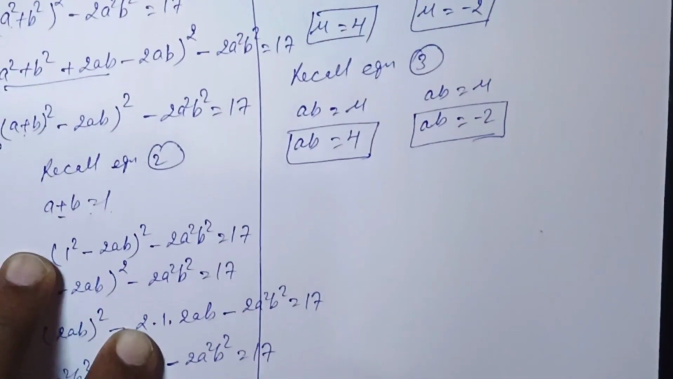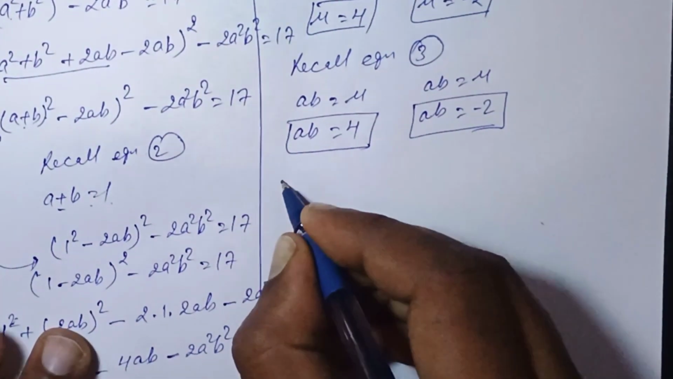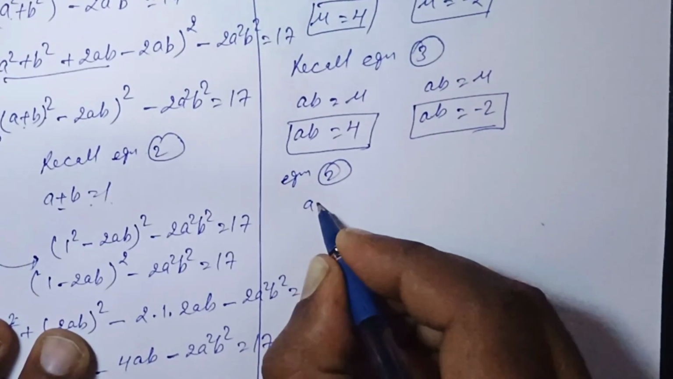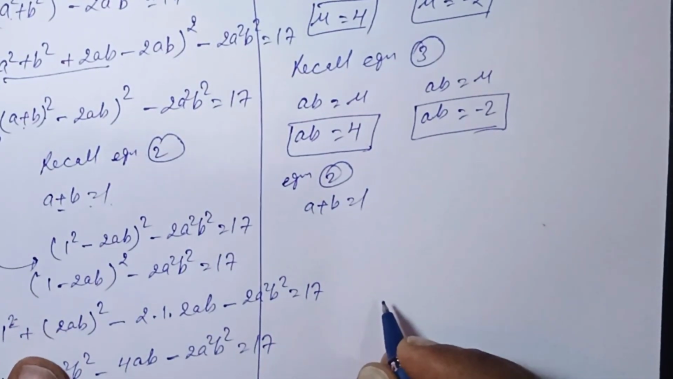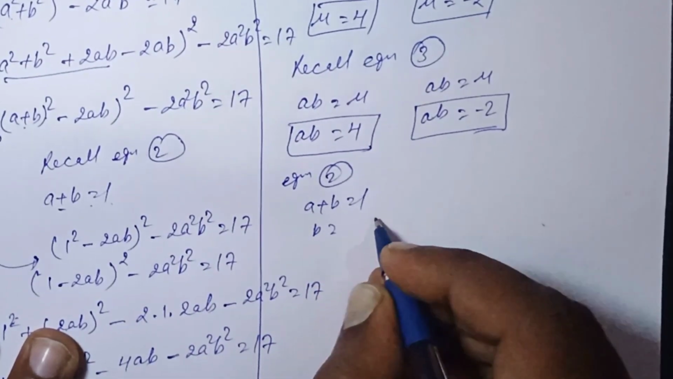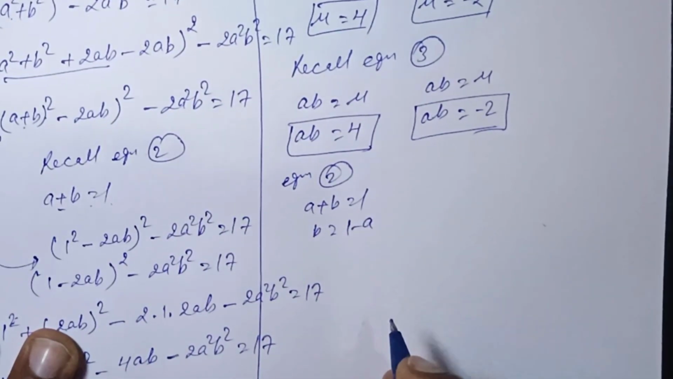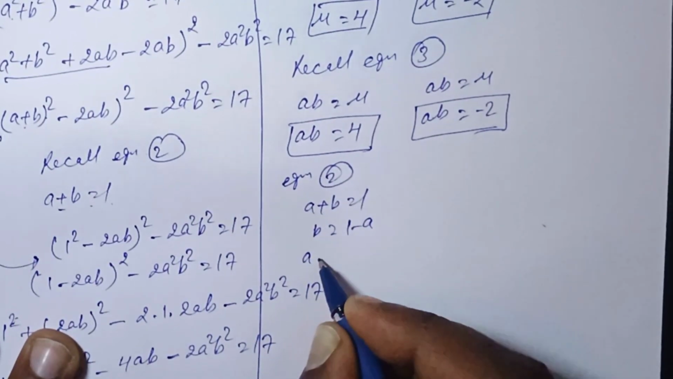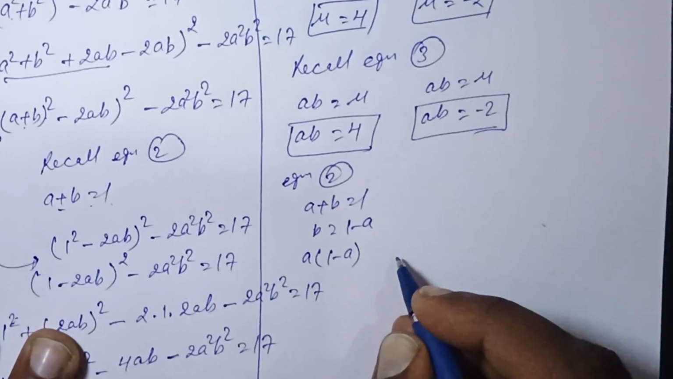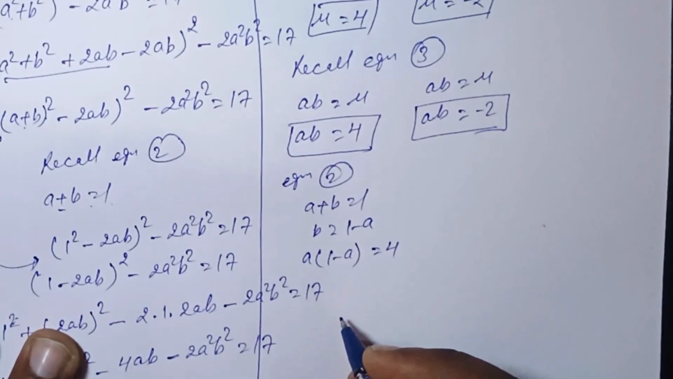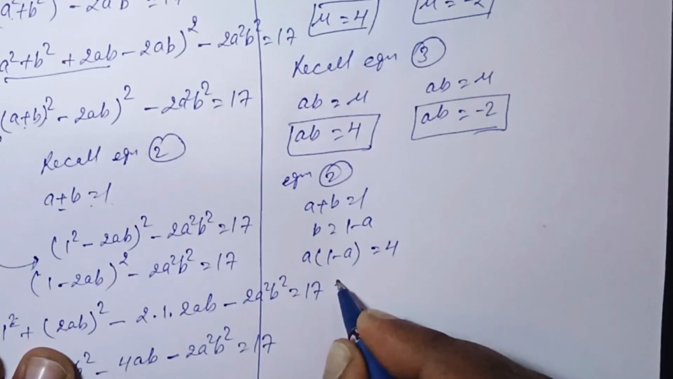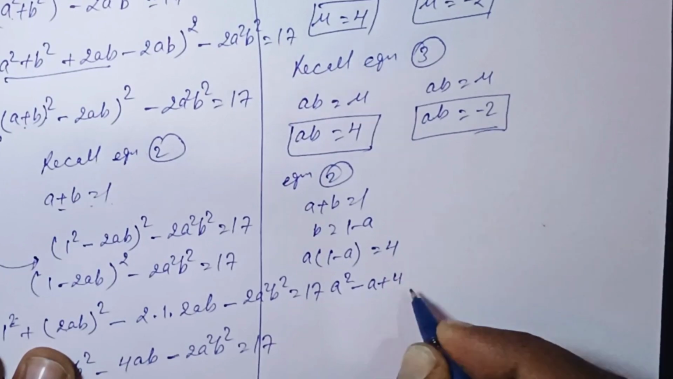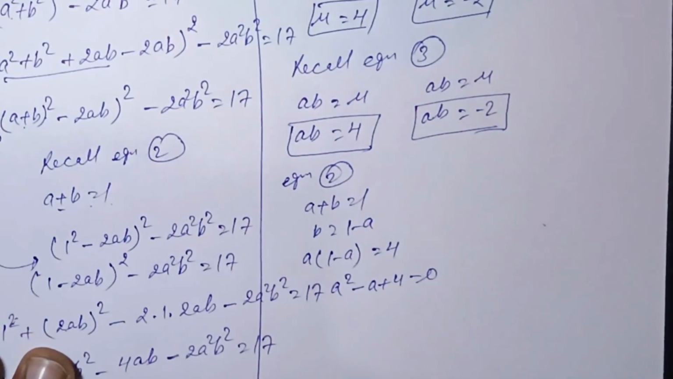After next step, see here: equation number 2 is telling that a plus b is equal to 1. Therefore, b is equal to 1 minus a. Therefore, see here, ab is equal to 4. Therefore, a bracket open 1 minus a bracket close is equal to 4. After next step, see here: a square minus a plus 4 is equal to 0.